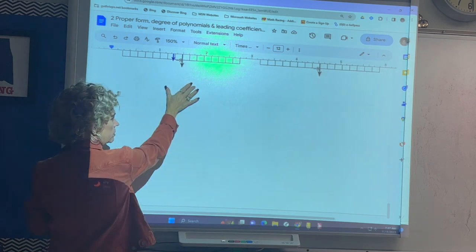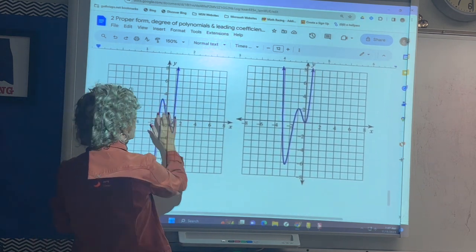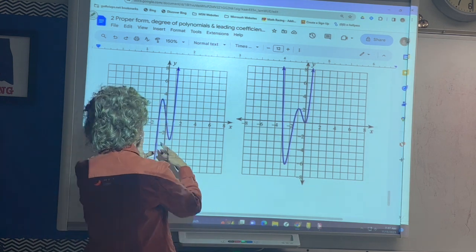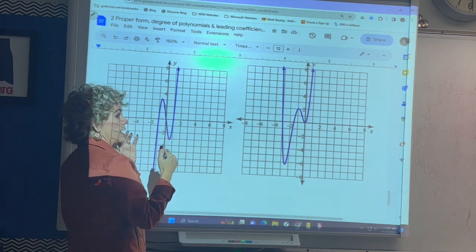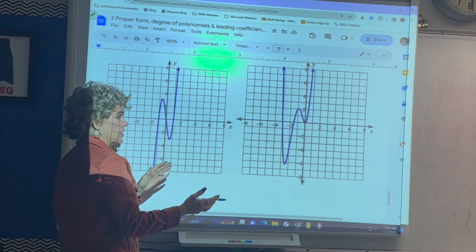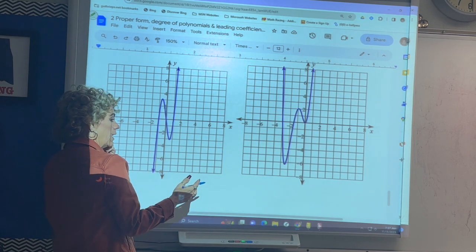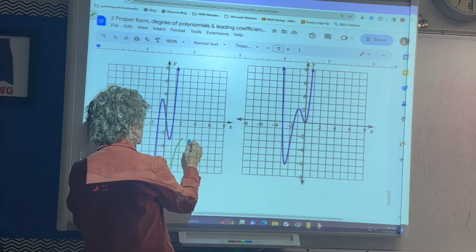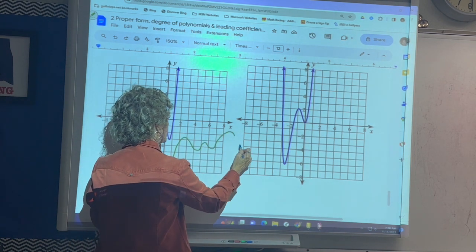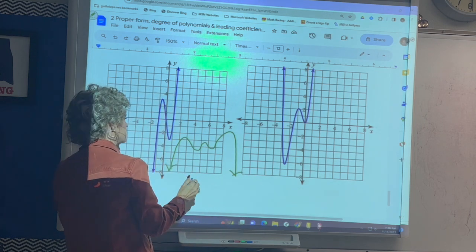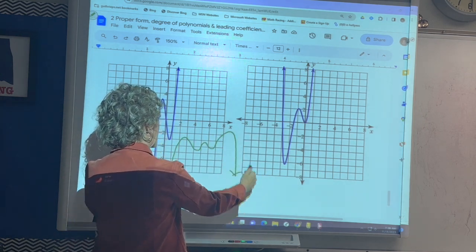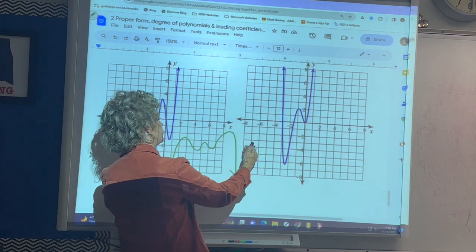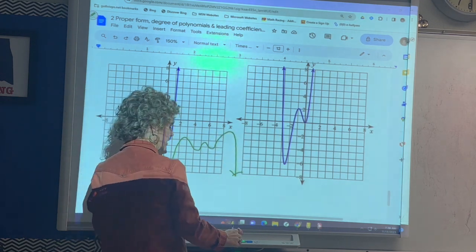Let's see, do I have any more? Nope, that's it. Real quick, I'm going to sketch something. I'll do it in green: an even function with a negative leading coefficient. This end would be going down. Let's say this comes up, up, up, and then I go down again. Notice they're both going down. So this would be an even function with a negative leading coefficient.